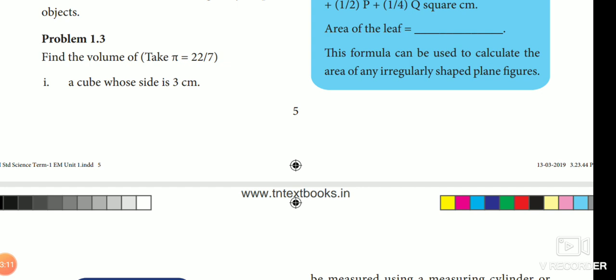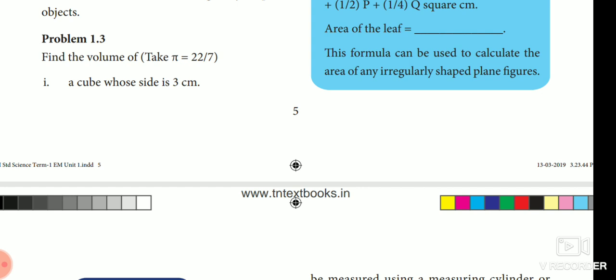All of you look at page number 6. There is one problem given there. Problem 1.3: find the volume of the following. Take pi value as 22/7, given in the bracket.